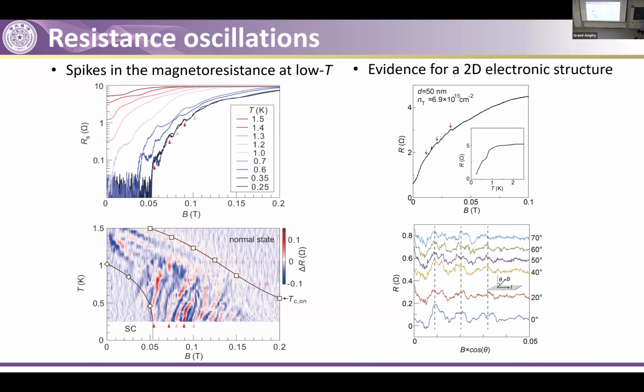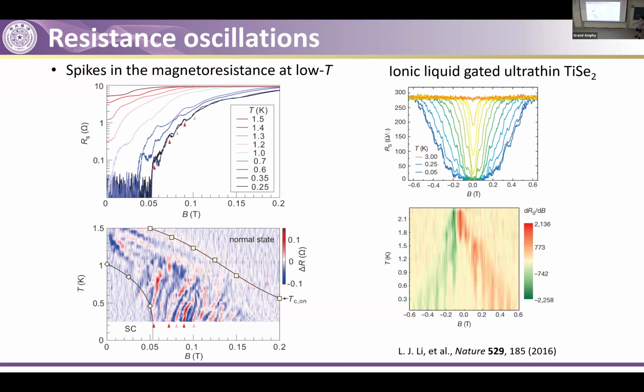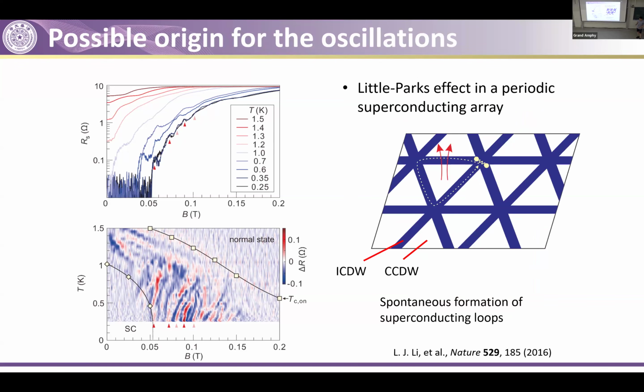Some people are more familiar with the Little-Parks effect. So this is a kind of like the Little-Parks effect, but we do not have holes. We do not drill any holes in our system. It's naturally forming in our system. And indeed, it was observed with ionic liquid gating some time ago that they also observed these oscillations. So this is somehow indicating that this material has this property of showing these oscillations once you go to the superconducting state.